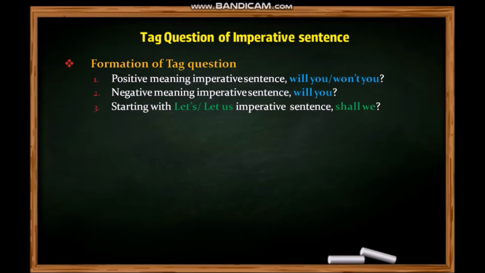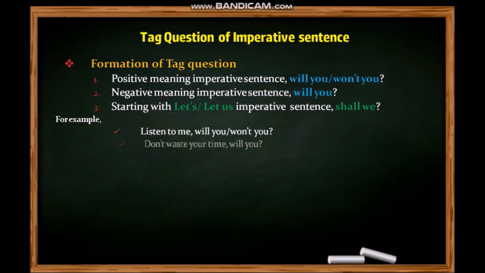For example, listen to me, will you? Now if you remember, to make a tag question, we need two things. Number one is an auxiliary verb and the second is the pronoun of the subject. Here, in an imperative sentence, we are taking will as the auxiliary verb. And like I said earlier, the subject of an imperative sentence is you, which is silent or absent here. That's why we are taking you as the pronoun. Listen to me is a positive meaning sentence. Therefore, we can use will you or won't you. But I will suggest using will you.